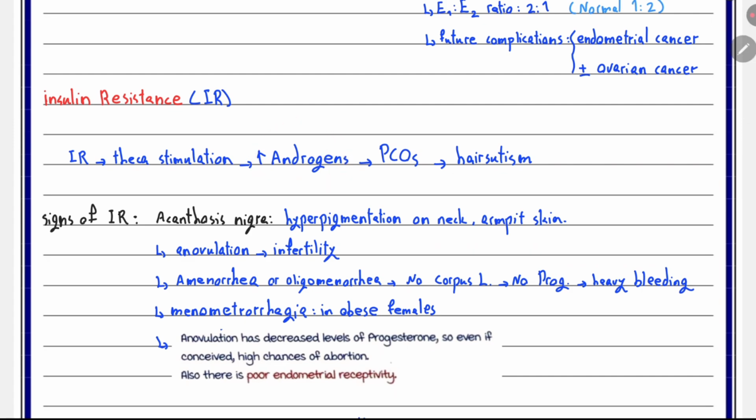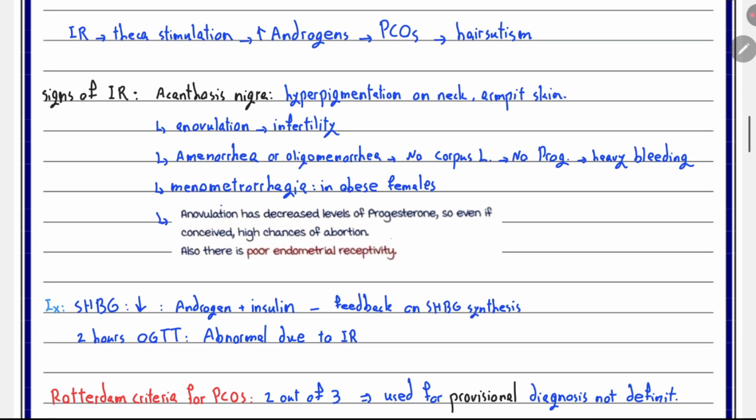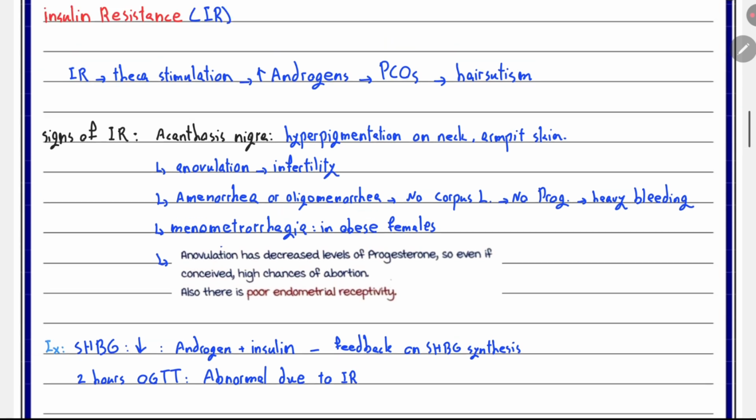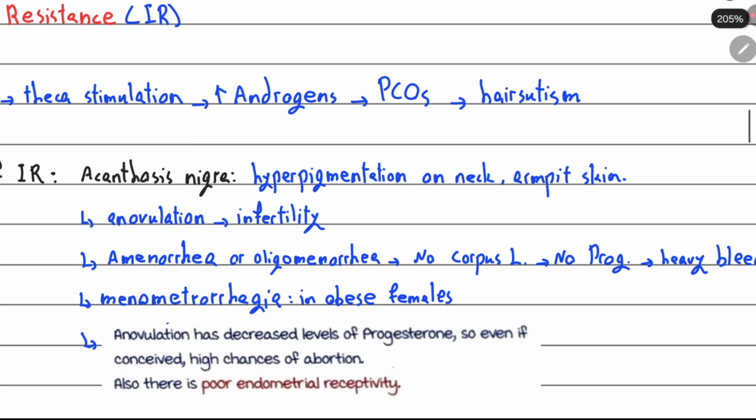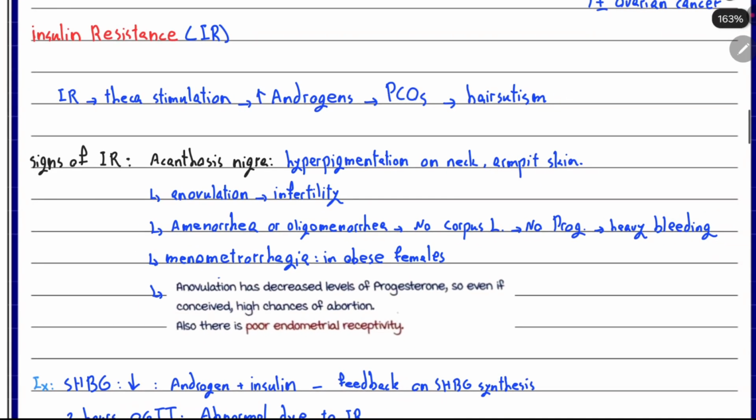Yes, and about insulin resistance, as I told you, they increase the secretion of androgens by the PCOS cells, and of course it leads to PCOS. And one of the complications of PCOS is hirsutism that we will describe in the video. And a sign of insulin resistance is acanthosis nigricans. What is acanthosis nigricans? It is a condition when we can see hyperpigmentation of the skin on areas such as neck or armpit skin. These can indicate the insulin resistance in the patient.